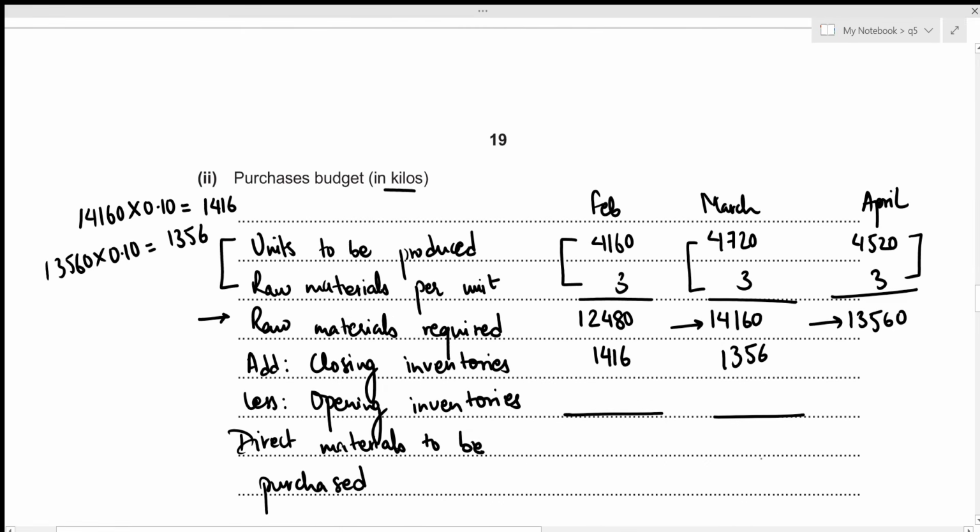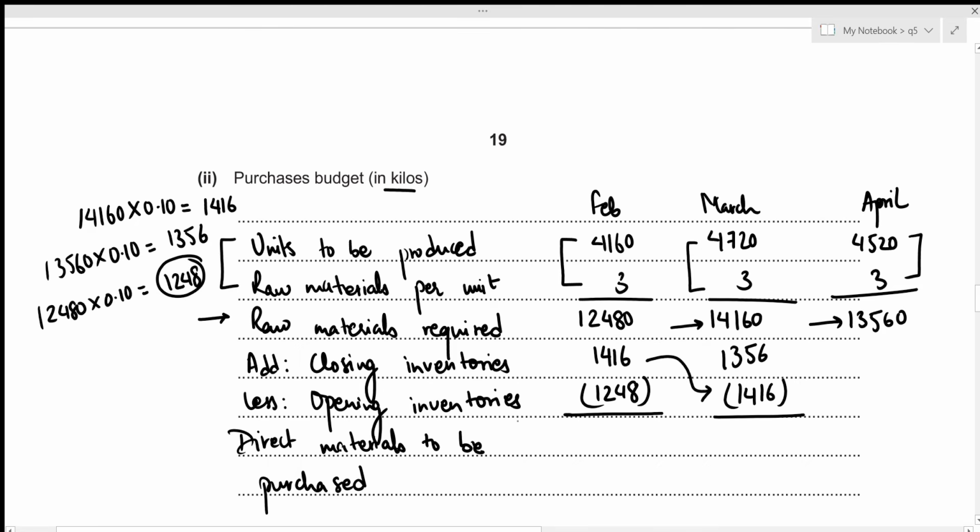And like I said before, this month's opening inventory is just going to be last month's closing inventories. So for March, that will just be the value of closing inventories for February. That's 1,416 in a bracket. Now, if you require the opening inventories for the month of February, that is just going to be the closing inventory for the month of January. And the closing inventory for the month of January is just going to be 10% of the raw materials required in February. So that's 12,480 times 10%, which results in the value of 1,248. And this will now act as our opening inventory for the month of February. Let's write it down.